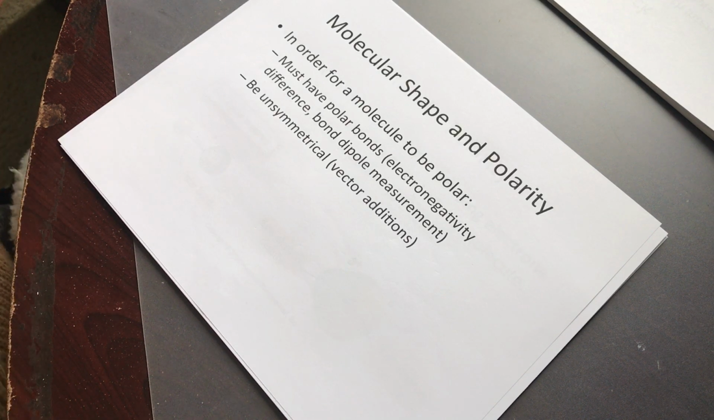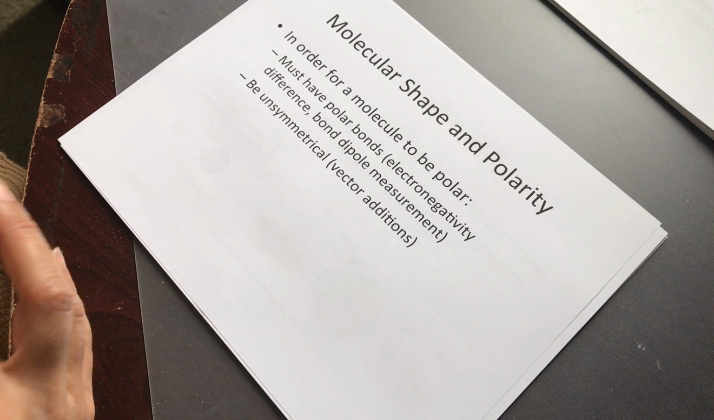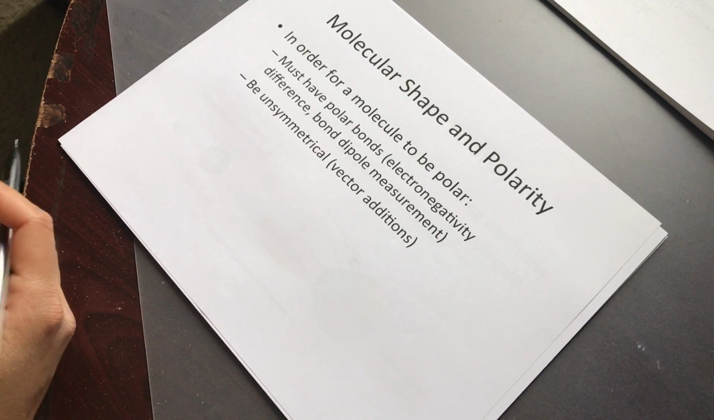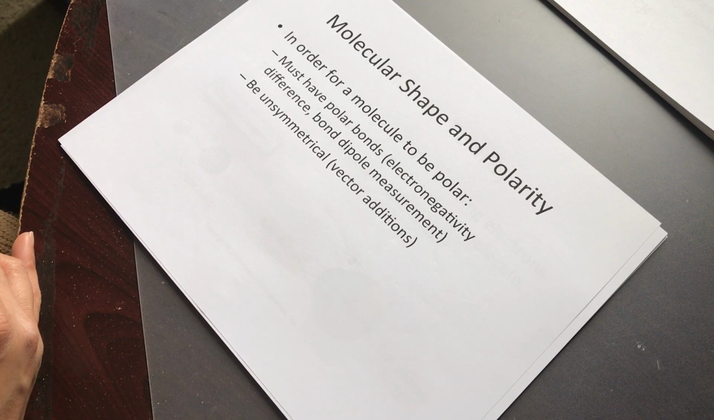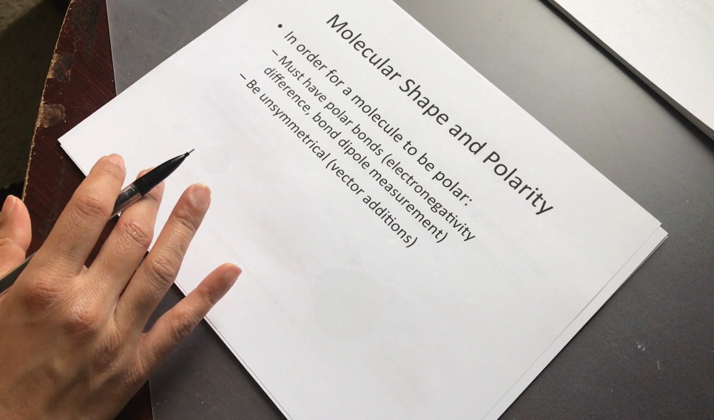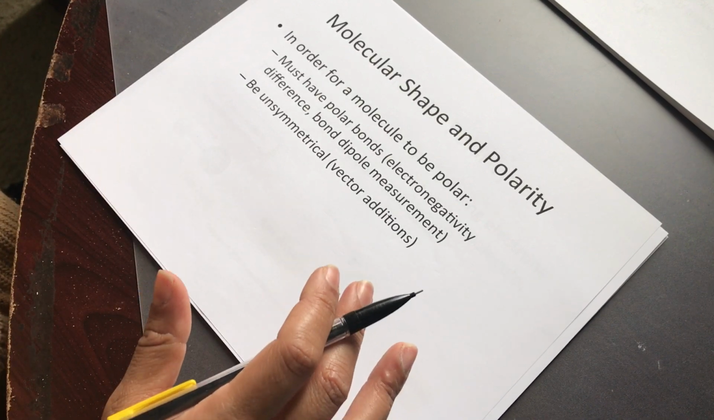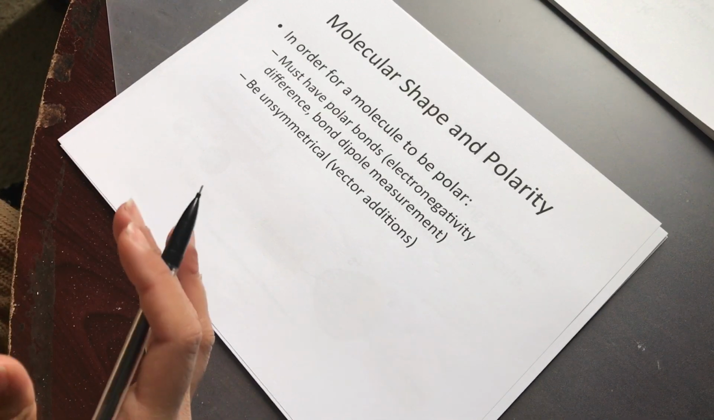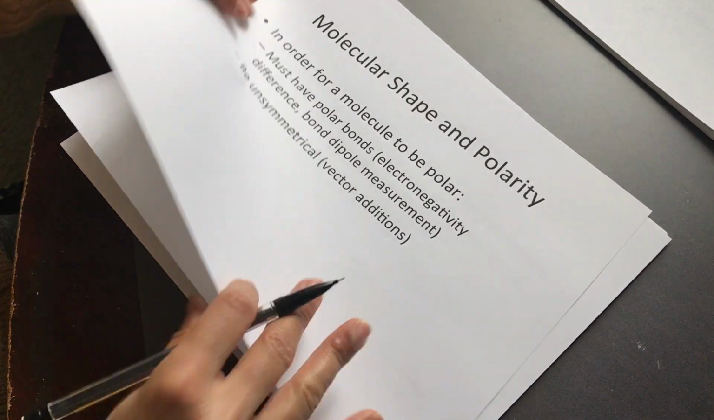Molecular shape and polarity. In order for a molecule to be polar, it must have polar bonds, and we already talked about how to figure out whether a bond is polar or not due to the electronegativity difference. And then it must be unsymmetrical. So you could actually have a molecule that has polar bonds, but if it's symmetrical, it could be nonpolar altogether. And we'll talk about that a little bit more specifically in this section.